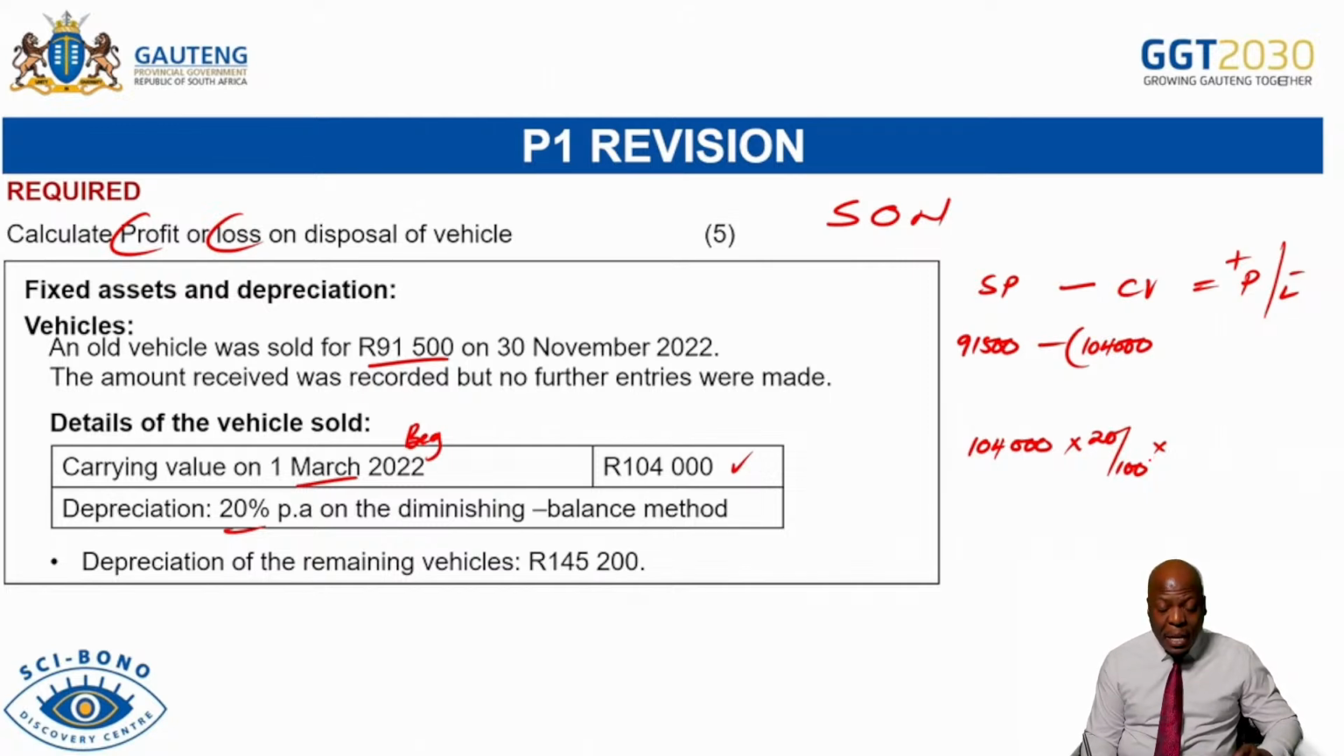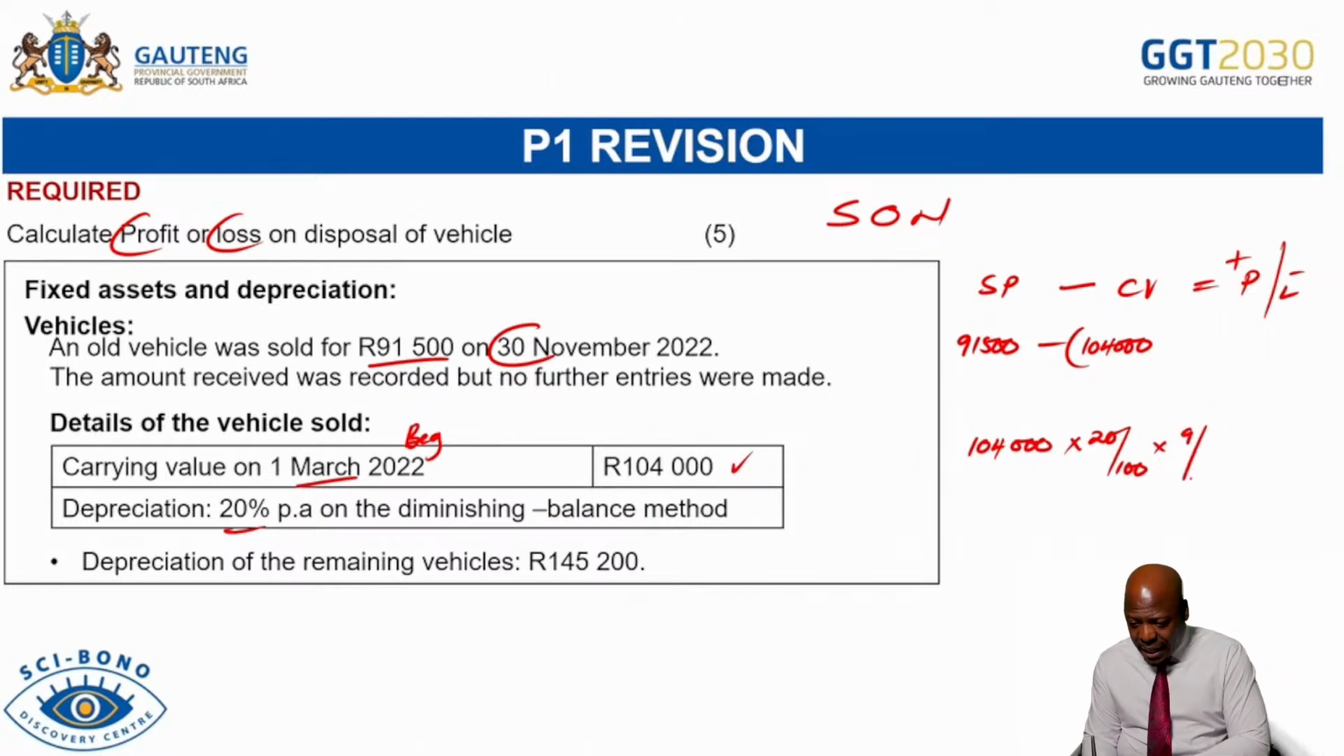So you have to use your fingers in this case. You're going to say March, April, May, June, July, August, September, October, November. Do we count November? Yes, because it is 30 November. So we count November. If it was 1 November, we were not going to count it. So I'm going to come and say by 9 over 12.